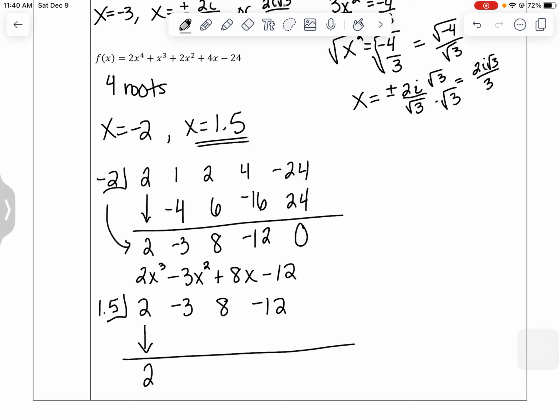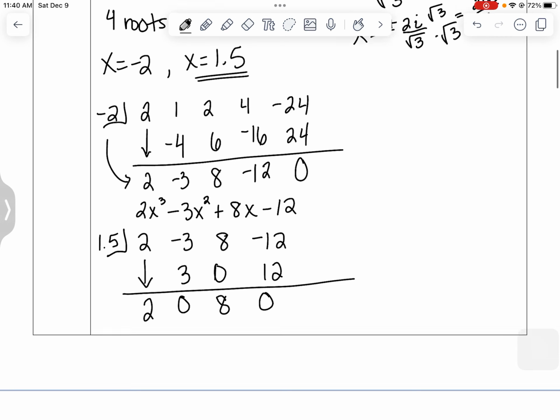So drop it down, multiply by 1.5, which would be 3. It's 0 times 1.5 is 0. 8 plus 0 is 8. And then 8 times 1.5 would be 12. -12 plus 12 is 0. So now this time I went from cubic, so this would be quadratic, 2x squared, 0 x's, plus 8 is my constant.